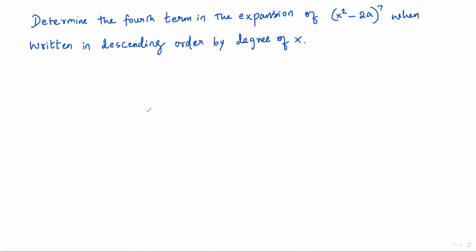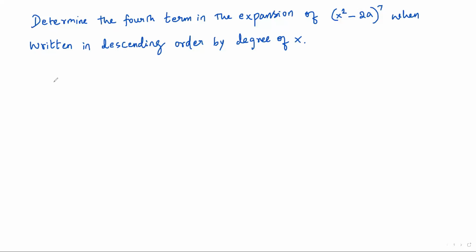Hi, in this video we are going to see a problem on binomial expansion. Let's go over the question. Determine the fourth term in the expansion of (x² − 2a)⁷ when written in descending order by degree of x.